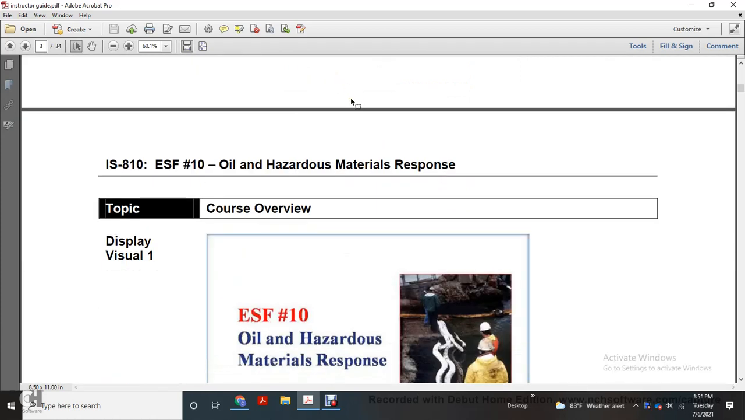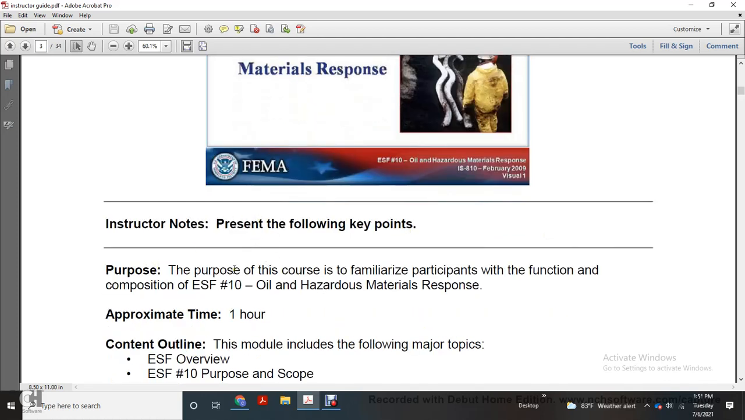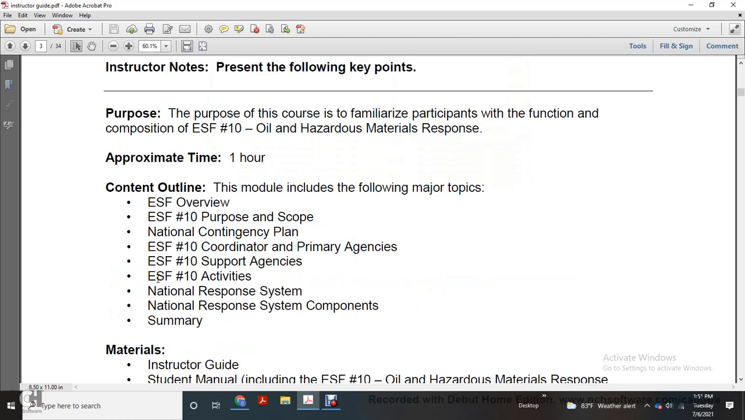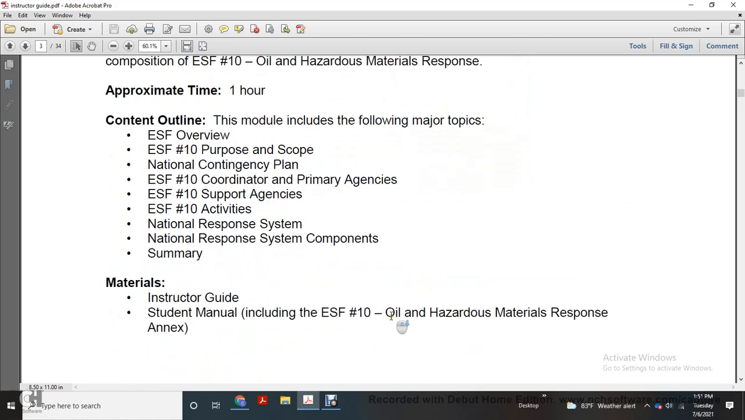Topic: course overview. Display Visual 1: Emergency Support Function Number 10, Oil and Hazardous Materials Response, FEMA, ESF 10, IS-810, February 2009. Instructor's note: present the following key points. The purpose of this course is to familiarize participants with the function and composition of Emergency Support Function Number 10, Oil and Hazardous Materials Response. Approximately 1 hour. The content outline might include the following major topics: overview, purpose, scope, National Contingency Plan, coordination, primary agents, support agents, activities, National Response System components, summary. Materials: instructor guide, student manual.